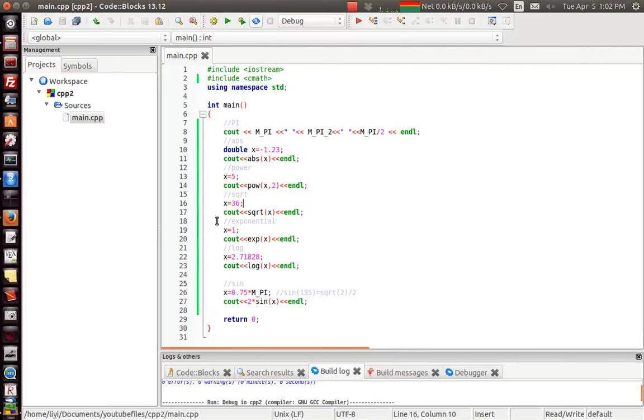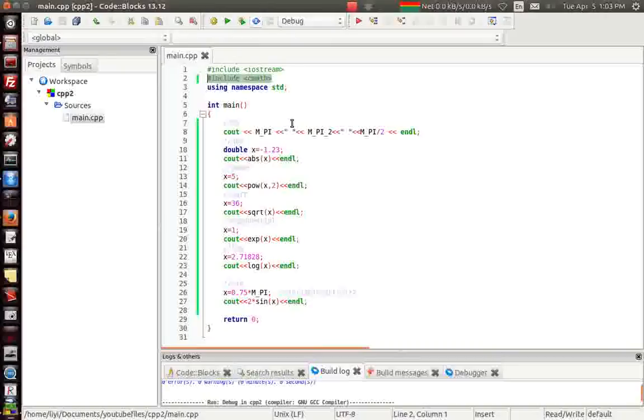Hello everyone, in this video I will show you some mathematical functions in C++. The first thing you need to do is to include the cmath header, and then you can use some basic math like the power, square root, something like that.